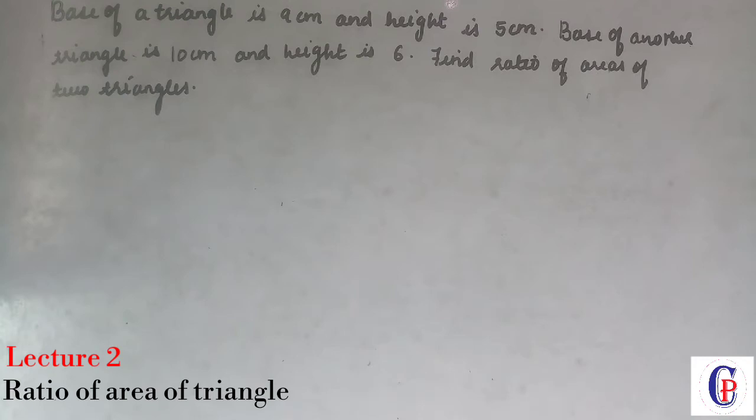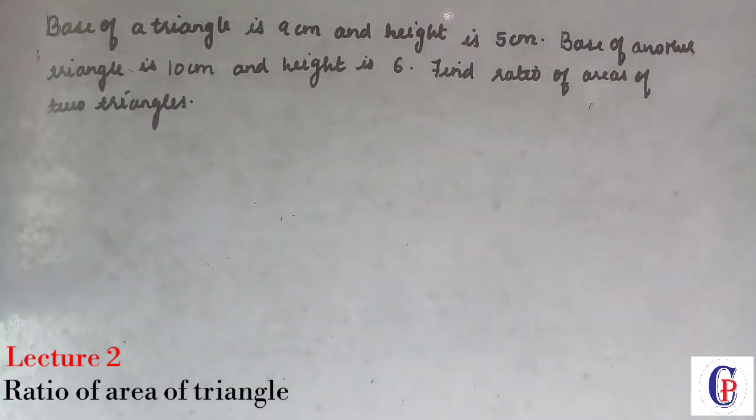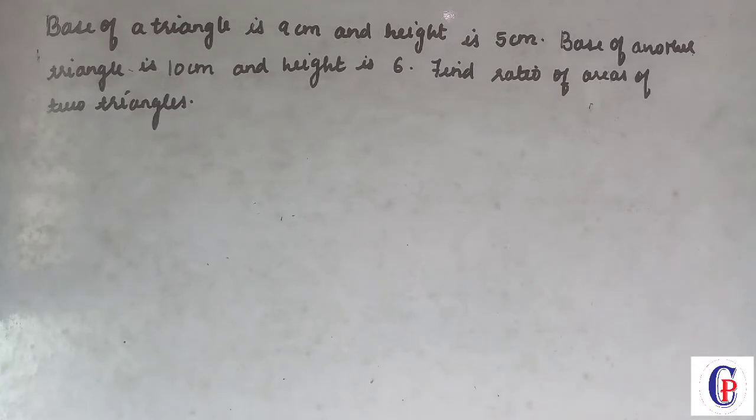In the last lecture we discussed what is meant by similar, when we say objects are similar, when we say objects are congruent, and we also saw a property on the ratio of areas of two triangles. Today we will be seeing a sum on the ratio of areas of two triangles.